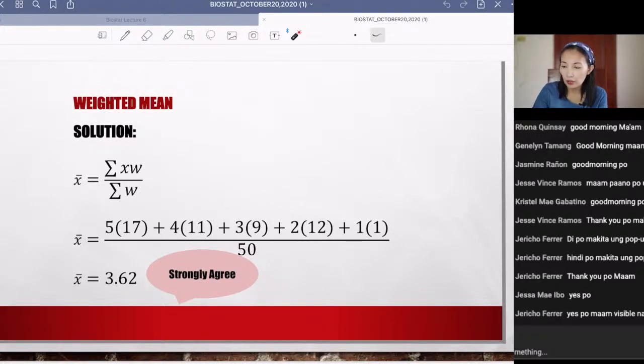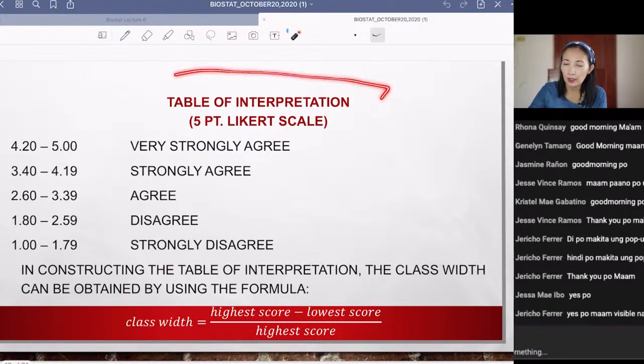So, summation of xw over w. So, 5 times 17, 4 times 11, 3 times 9, and so on, divided by 50. 3.62, which is interpreted as strongly agree. Now, how do you interpret your scales? Here is the table of interpretation.